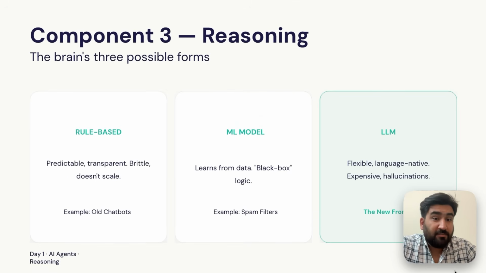All right, now let's move to component number three, which is reasoning, the brain of the agent. Look at the three cards on the screen. The agent's brain can be one of three things: rule-based, machine learning-based, and LLM-based. In fact, one of the bigger confusions that people have, and I've seen it even with developers, is that they tend to conflate the concept of agents with LLMs.